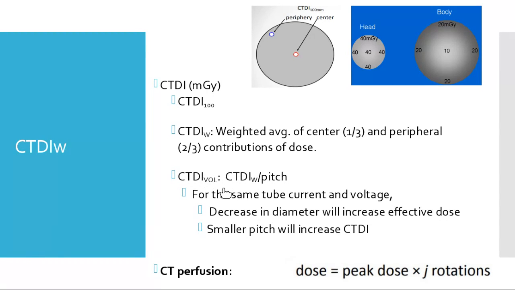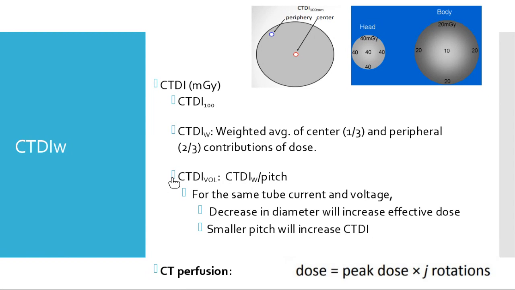CTDI volume is obtained by dividing CTDI weighted by the pitch. So the pitch has an inverse relation with CTDI volume. If we increase the pitch, we reduce the CTDI volume. For that, in medical imaging, if we would like to reduce radiation dose, one method is to increase the pitch. But increasing the pitch, you know, reduces the image quality.